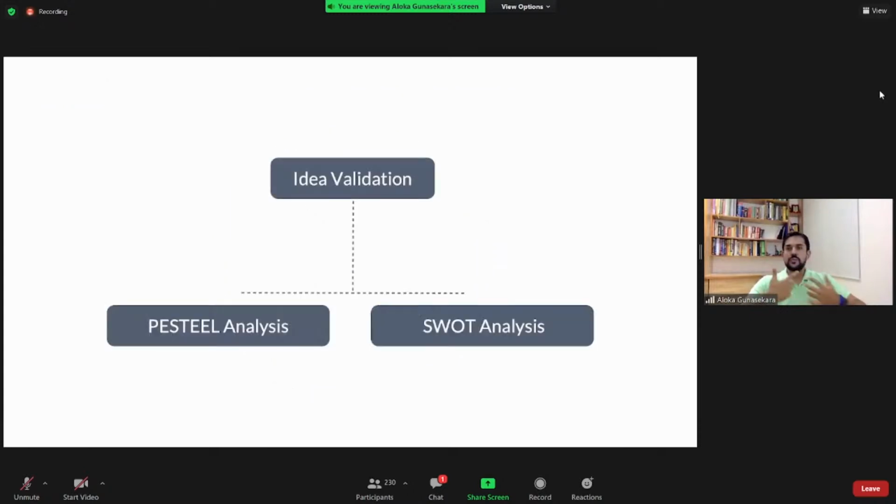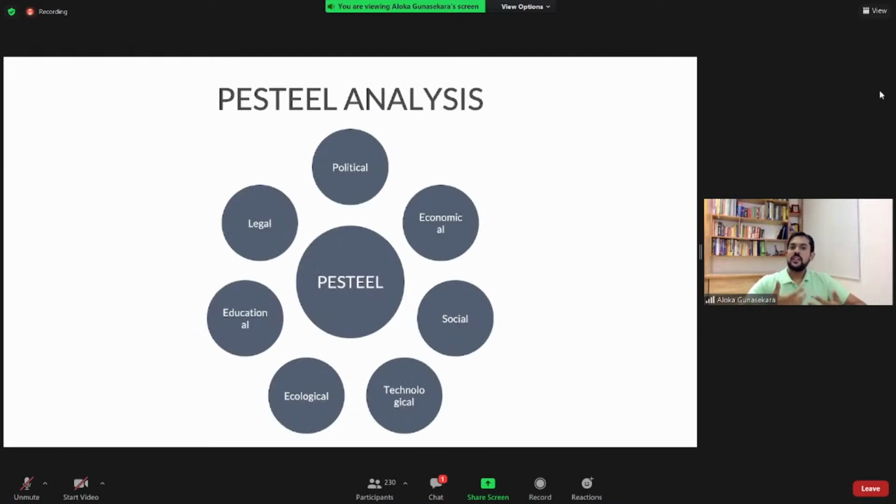Now, when it comes to idea validation, there are 2 things that you can use. I'm sure most of you have heard of the SWOT analysis. PEST analysis, I'm not too sure whether you've heard of this very often. Now, let me go to the PEST analysis because you obviously understand what SWOT analysis is. Now, PEST analysis is this 7 sector analysis about the idea that you have.